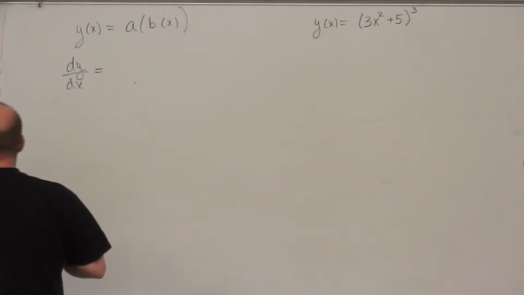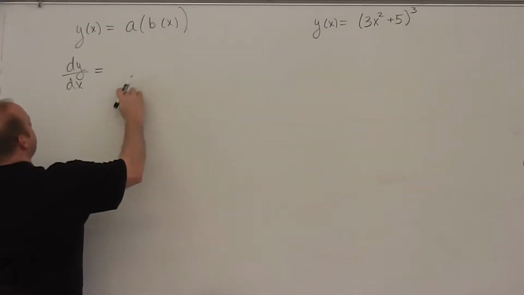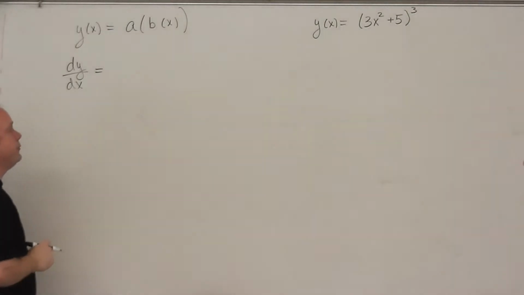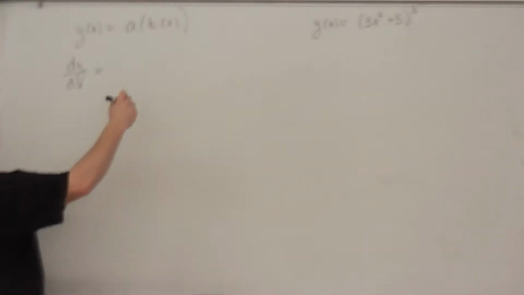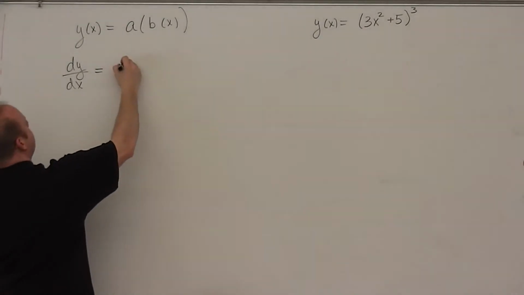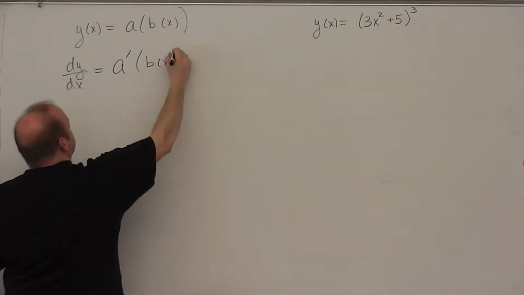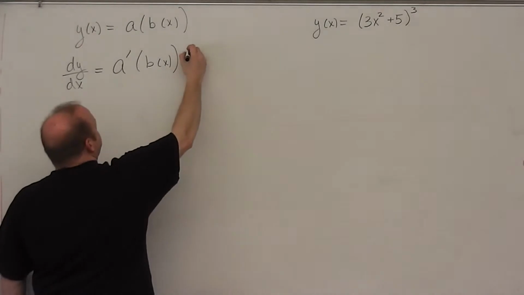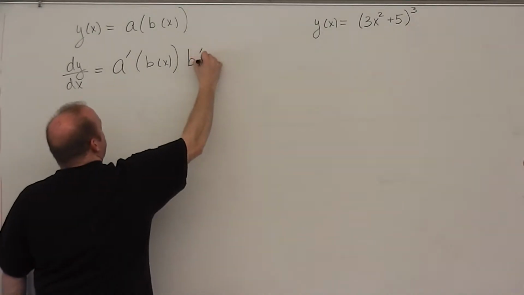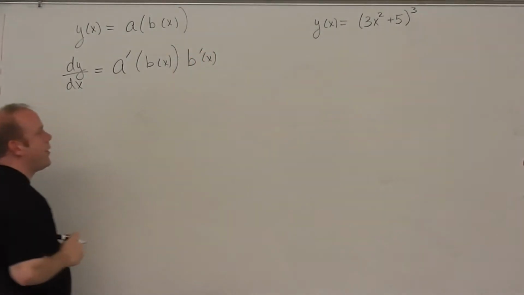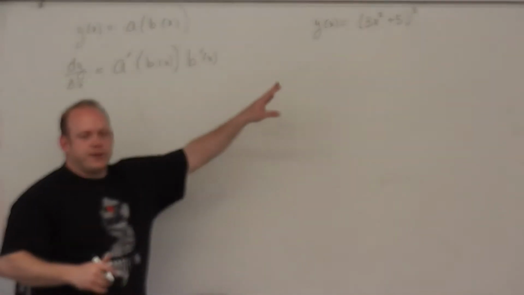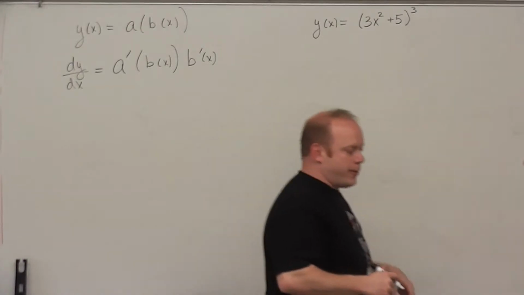What we'll be looking at here is the derivative. It's really hard to do with d/dx, so I'm just going to use the prime notation: A prime of b of x times b prime of x. Now, to understand what this means, it's much easier once we look at a specific example.